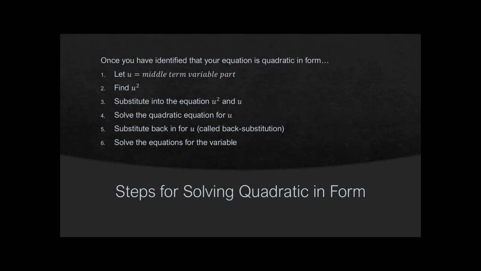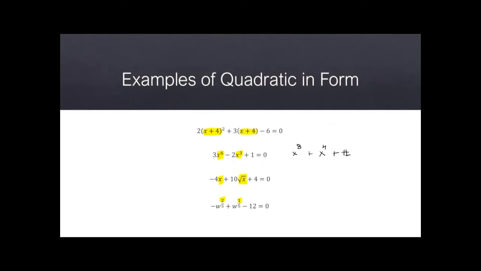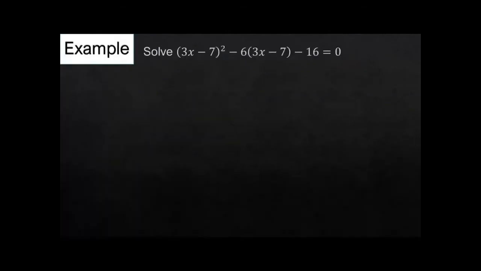So these are the major steps, and I'm going to go through an example of each of the 4 types that I showed on here so you have an idea of what it looks like. So I'm going to start with the first type where you have things in parentheses here. These are the ones that are easy to see that they're quadratic in form because you have things in parentheses and something squared and then something not squared.